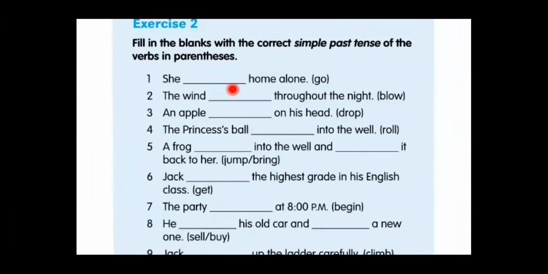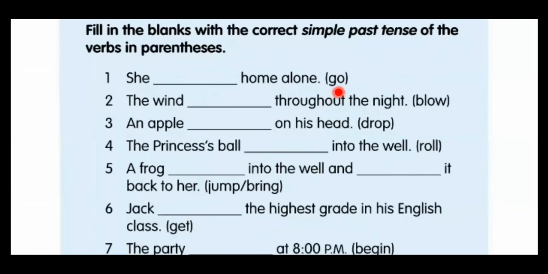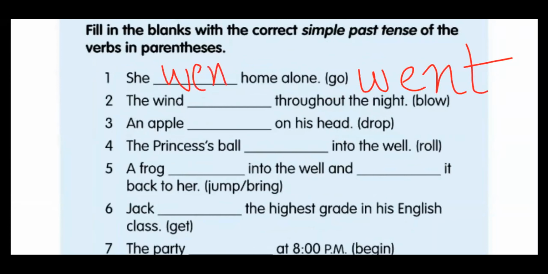See. What will simple past tense come here? She has home alone. Yes. So here the verb is go. Go will become went. Okay. Here gone will not come. Went will come. What is the simple past tense? Go will become went. She went home alone.